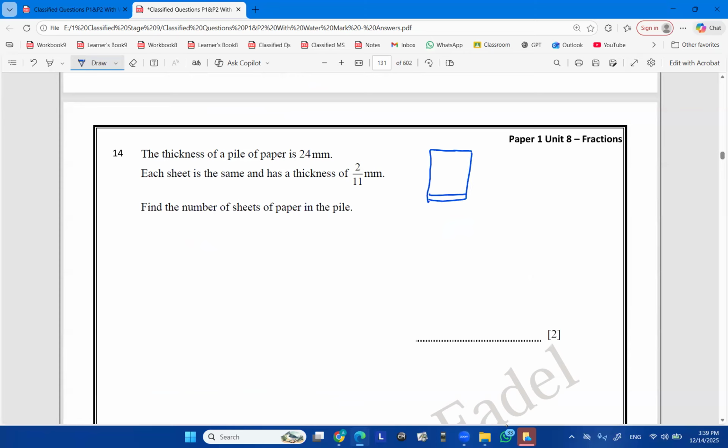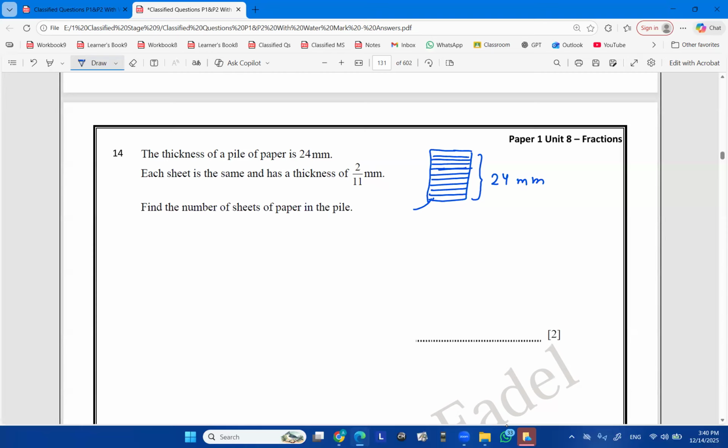Pile of sheets. A lot of sheets are there. They're saying to you that this pile of sheets, all of it is 24 millimeters. Only one sheet is 2 over 11.